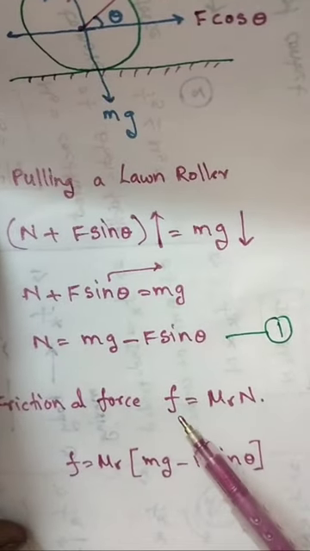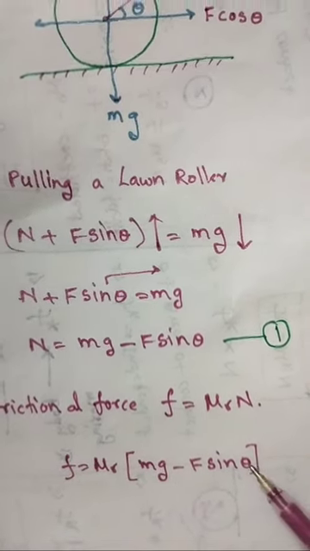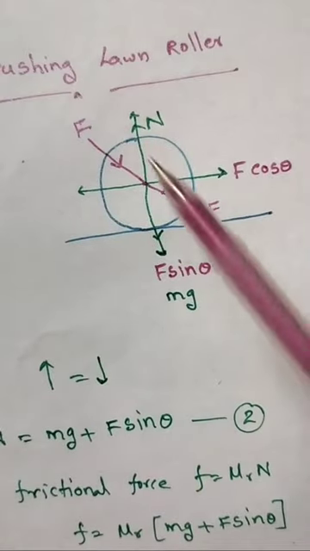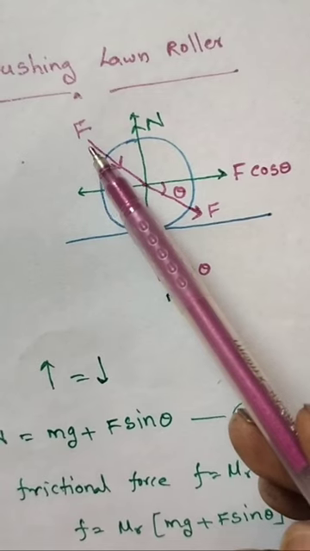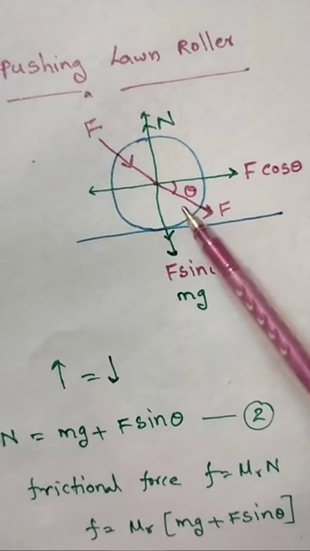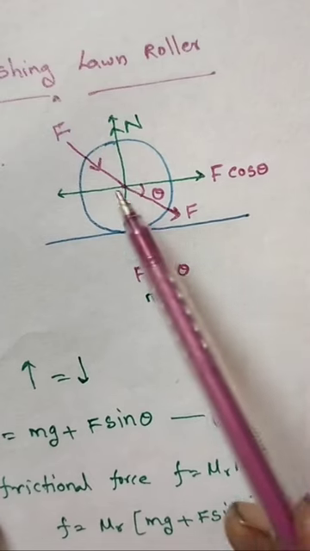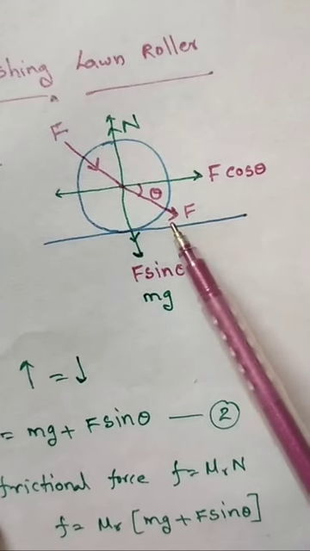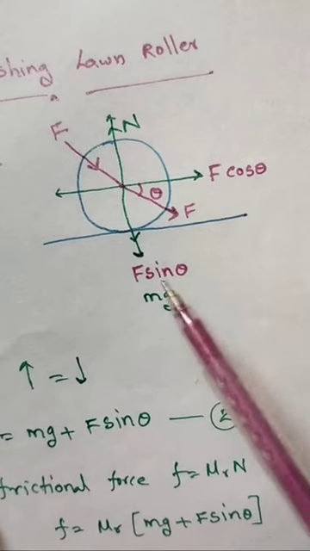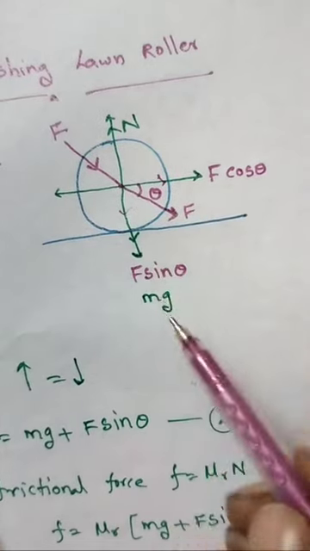And what is the frictional force? F is equal to mu r into N. F is equal to mu r into (mg minus F sin theta). So this is which case? It is the pulling case. And the same thing in the pushing case. The force F is acting, pushing the lawn roller. This lawn roller is moving in the right side direction, the positive x direction. Theta is made with respect to the horizontal. It is also divided into two components: the cos theta component in the positive x direction, and sin theta in the downward direction.